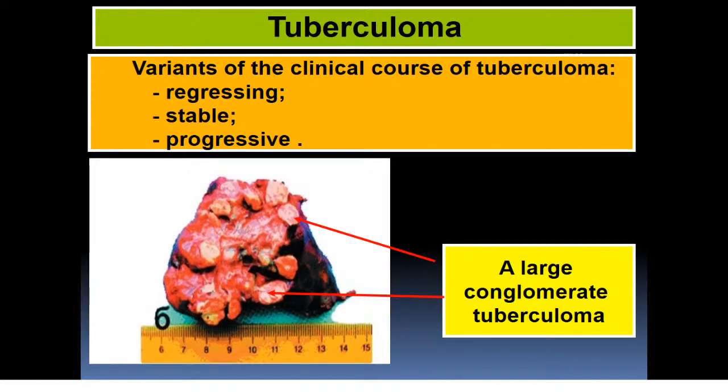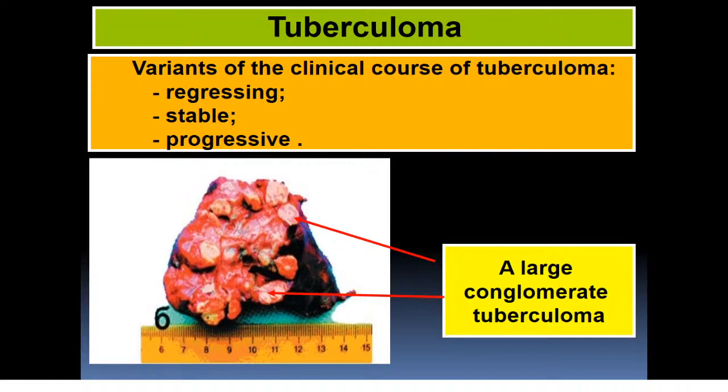There are 3 variants of the clinical course of tuberculoma. First, regressing, when tuberculomas decrease in size. Stable, when sizes of tuberculomas do not change. And progressive, when sizes of tuberculomas increase.